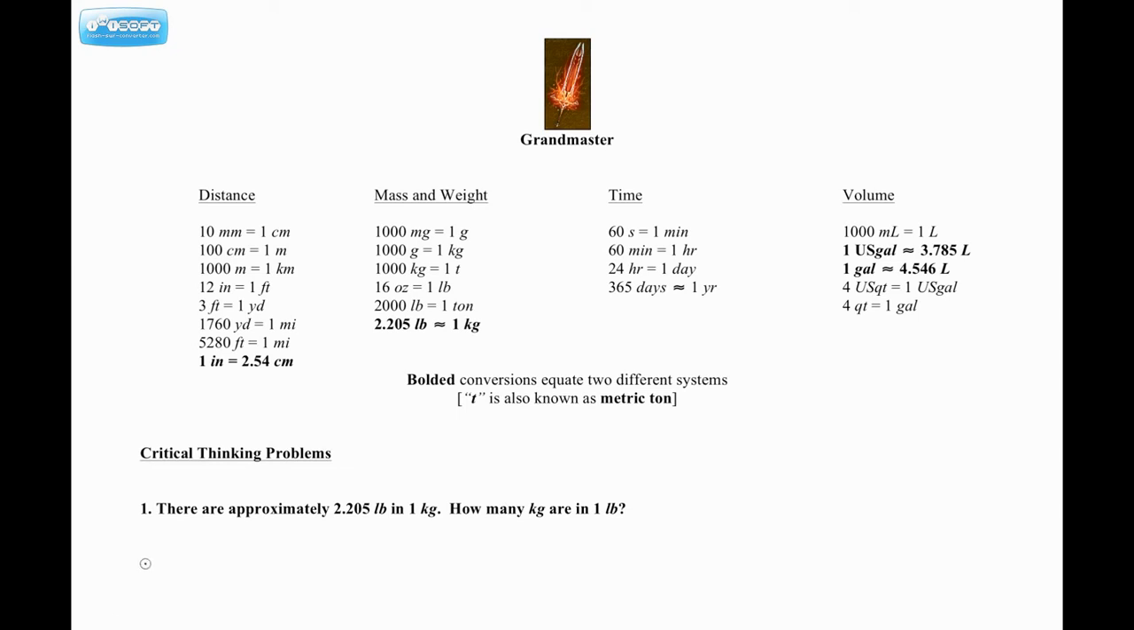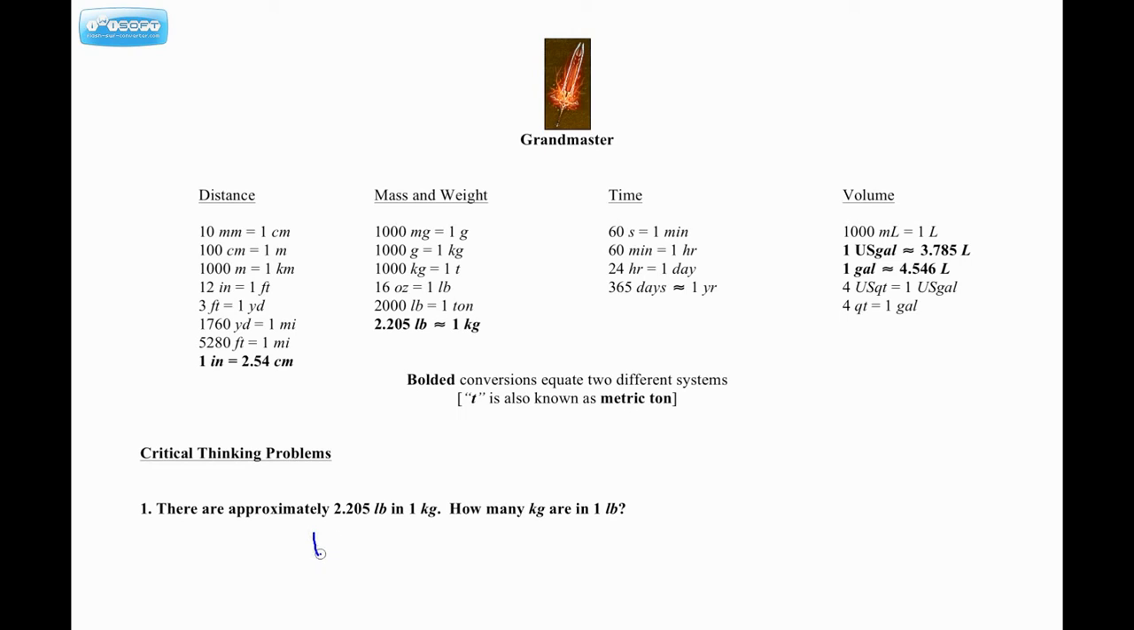Number 1, there are approximately 2.205 pounds in a kilogram. That's given right up here. How many kilograms are in a pound? So what is the reverse conversion, if you will? Okay. There's different ways of thinking about it, but here's one. We want to go from pounds to kilograms.